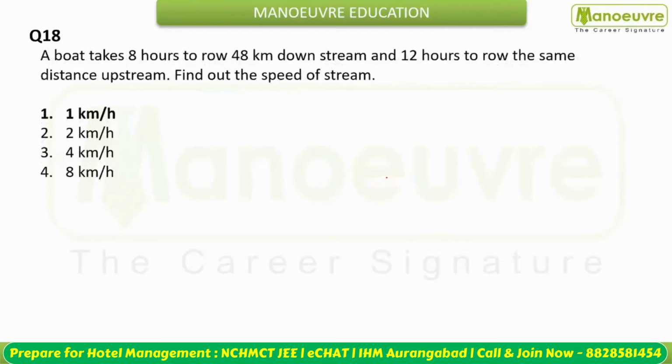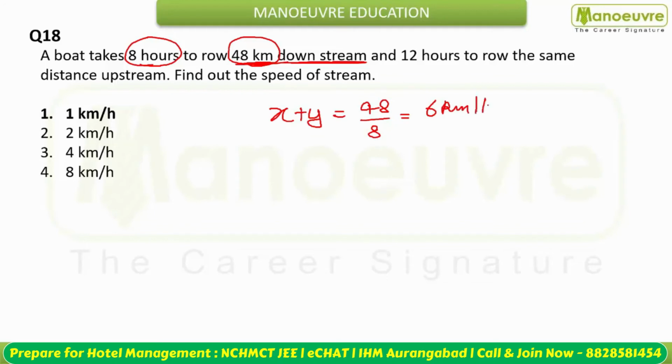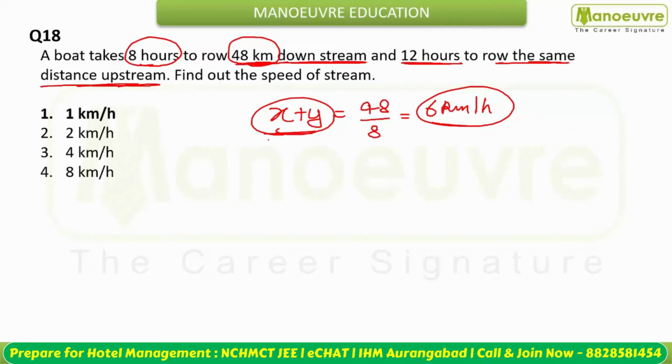Next, you are given a boat takes 8 hours to row 48 km downstream. Again boat and stream का question है, very important. Now you are given downstream speed. We can say this is x plus y. 48 km row करने के लिए 8 hours. So speed is 48 by 8, that is 6 km per hour, his speed in the downstream. That means boat plus stream का speed है. Next, 12 hours to row the same distance upstream against the current, that is x minus y given है, that is 48 by 12, which is 4 kilometer per hour.